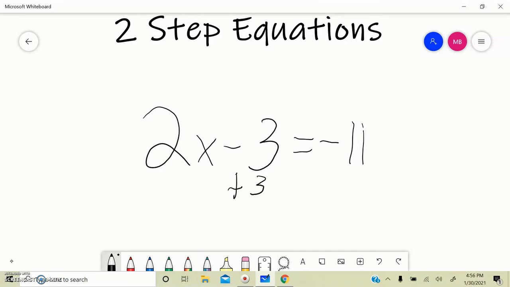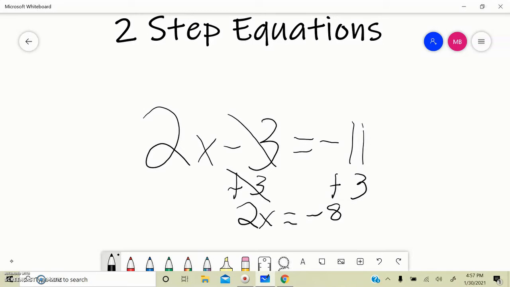And with an equation, whatever we do to one side, we have to do to the other. So our minus 3 and our plus 3 cancel out, so we're left with just 2x. And then we do negative 11 plus 3, which gives us negative 8. So now we're left with 2x equals negative 8.